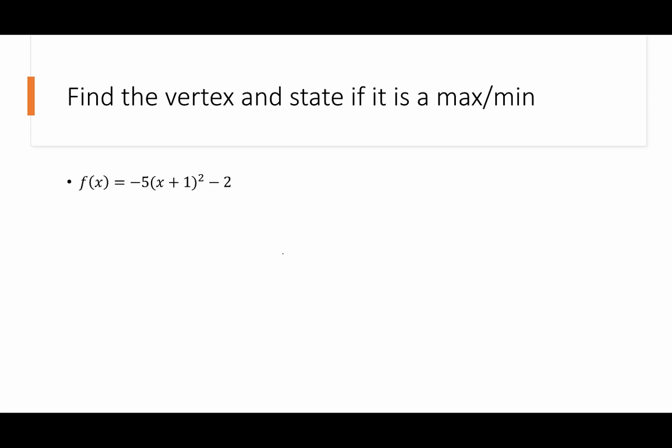This time I have f of x is negative 5 times x plus 1 squared minus 2. So let's start with the vertex. The plus 1 becomes negative 1. The negative 2 stays as negative 2. The a this time is negative 5. A negative says I had a reflection, so now it's opening down. That makes this vertex a maximum.